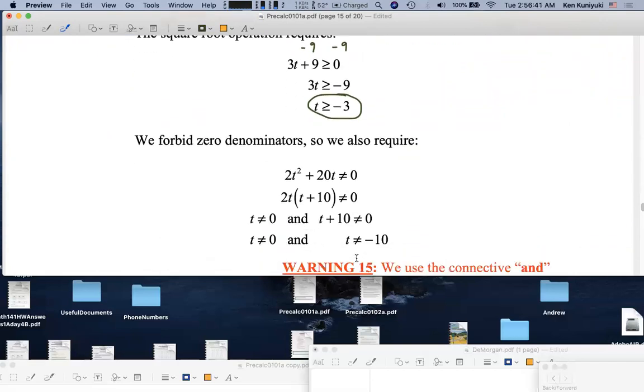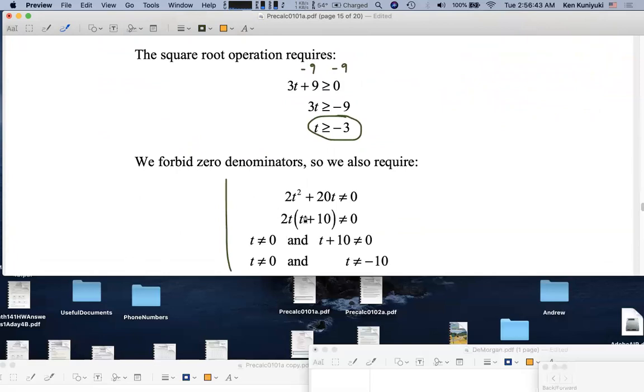Now here, I could deal with inequations, but instead I'm going to go ahead and think in terms of equations. But remember, we want to avoid the following. We want to avoid a 0 denominator. So we want to avoid 2t squared plus 20t equaling 0. This is what we want to avoid. But at this point, it's a matter of solving the equation. Let's start by factoring out the GCF. The GCF is 2t.